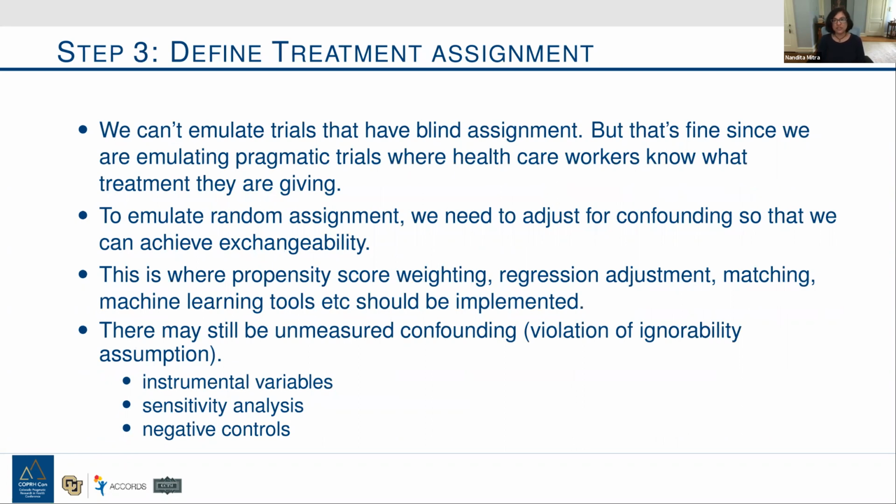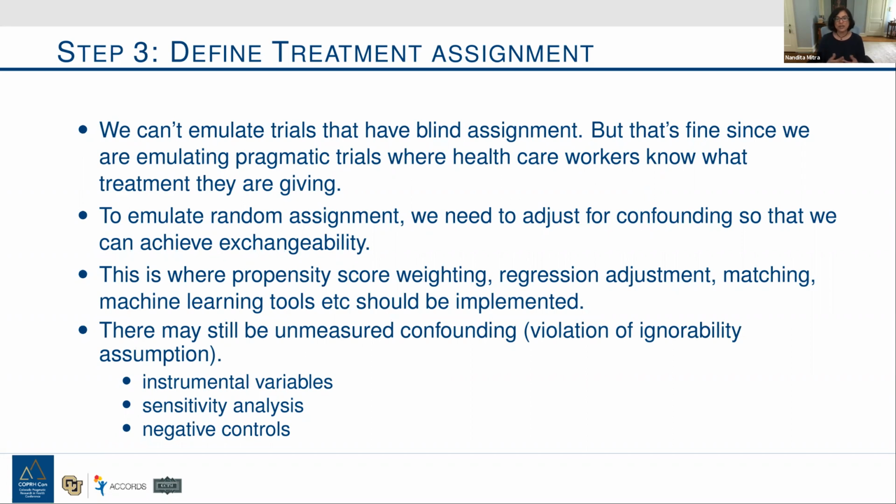Step 3 is defining the treatment assignment. So I mentioned the blinding. We can't emulate trials that have blind assignment, of course, but that's fine since we're emulating pragmatic trials where healthcare workers know what treatment they're giving. And to emulate random assignment, we do need to adjust for confounding so that we can achieve exchangeability. In other words, we want the treated subjects and the control trial subjects to look the same, so they're exchangeable.